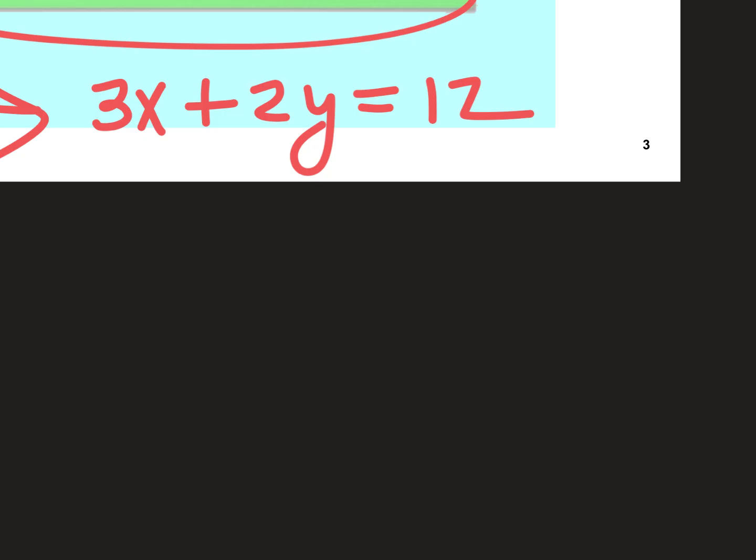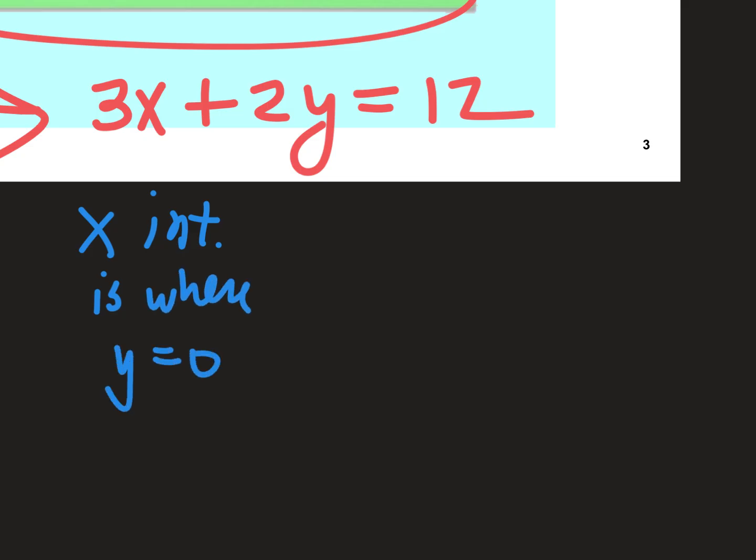All right, so if I'm going to teach you this, I'm going to recommend that you write down this. X-intercept, we'll just abbreviate it, x-int, is where y equals 0. Go ahead and write that. X-intercept is where y equals 0.